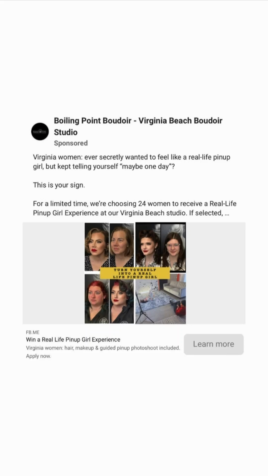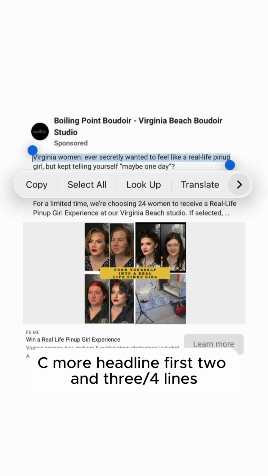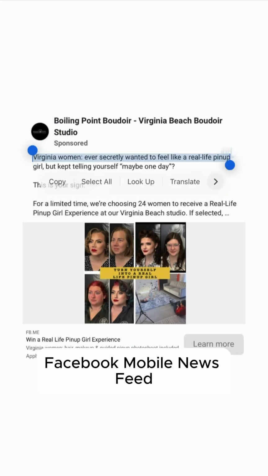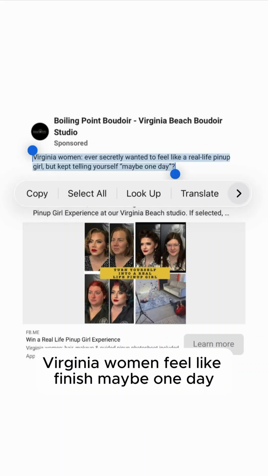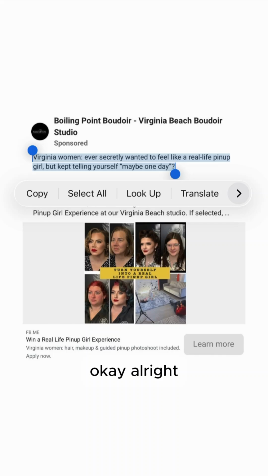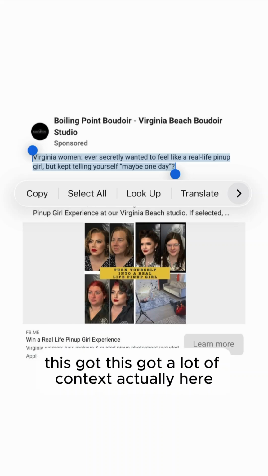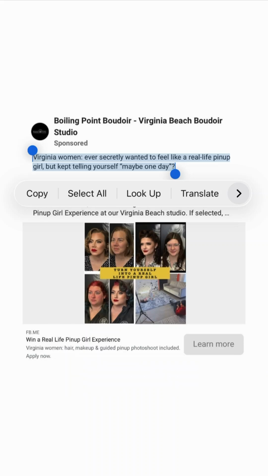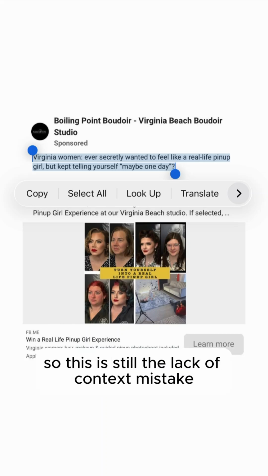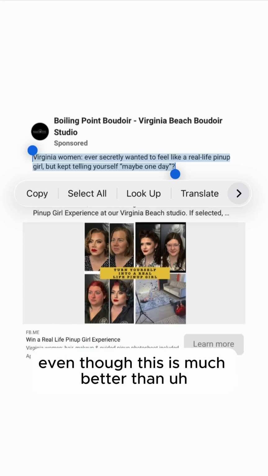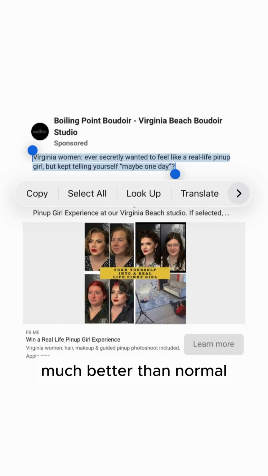Finally, we're going to look at the see more headline. First two and three-quarter lines, Facebook mobile news feed. Check this. Virginia women. Okay, all right. It's got a lot of context packed in here. We still don't have as much as we want though. So this is still the lack of context mistake, even though this is much better than normal.